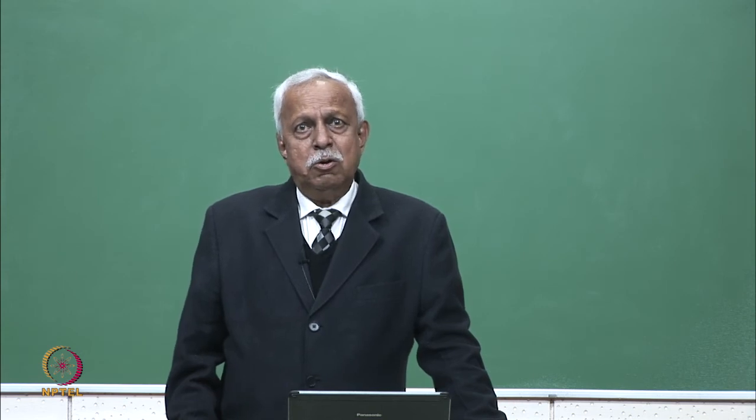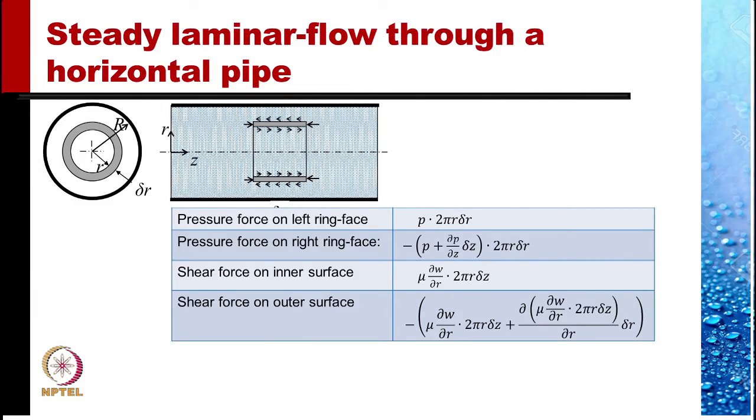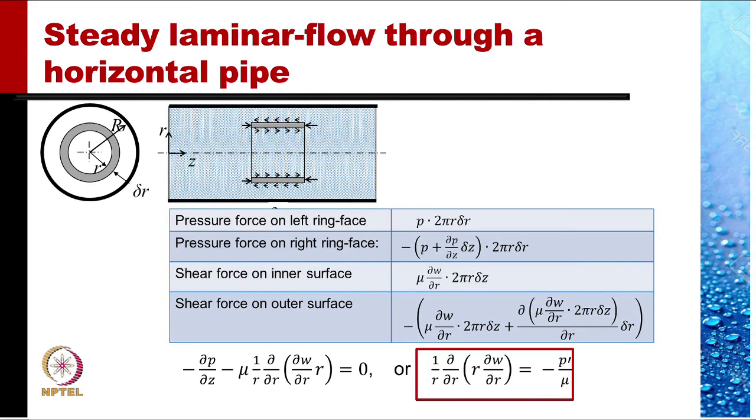Now, notice that r also varies. So, we make a Taylor's expansion in which we take this whole expression. So, here del w by del r is changing as well as r is changing. w of r represents the velocity in the z direction.